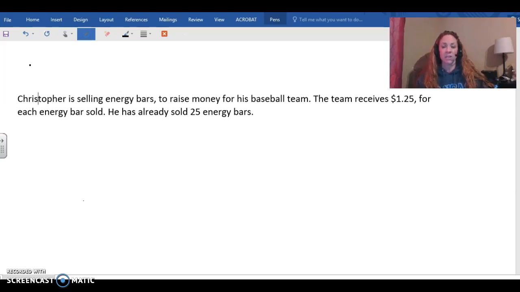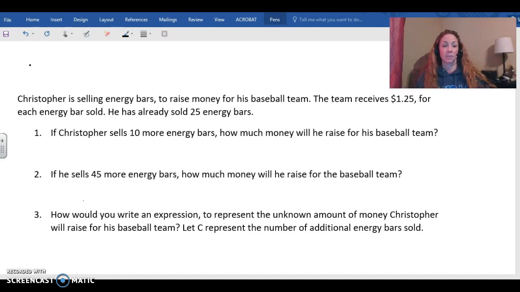The team receives $1.25 for each energy bar sold. He has already sold 25 energy bars. So, here are your 3 questions. You'll get to write an expression and show your calculations. Okay, here are your 3 questions, and you need to use an algebraic expression to solve these.